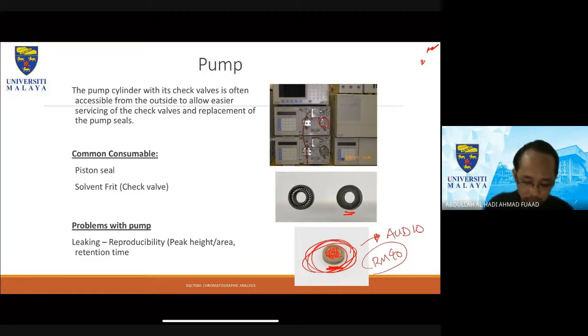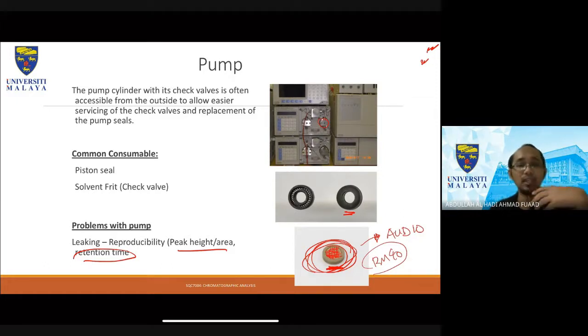And problems in the pump that you can encounter is leaking. Okay, so if it leaks, it will affect your reproducibility. It might affect your peak height because if it leaks at the area where your sample is going through, your sample might actually leak out from the system, thus you are wasting your sample, and therefore you will have a lower peak height. Okay, so it will thus affect your peak height. And of course, if you do have a leak, depending on the degree of the leak, it will either slow down the pump, and if it does slow down the pump, then it will definitely affect your retention time. So what's the issue?